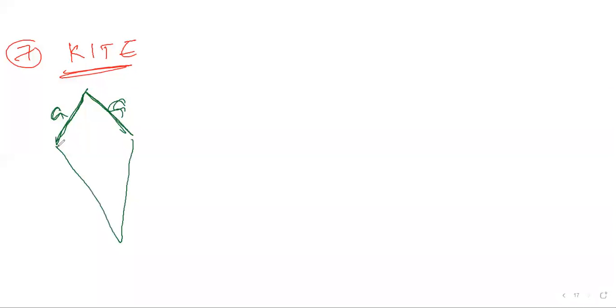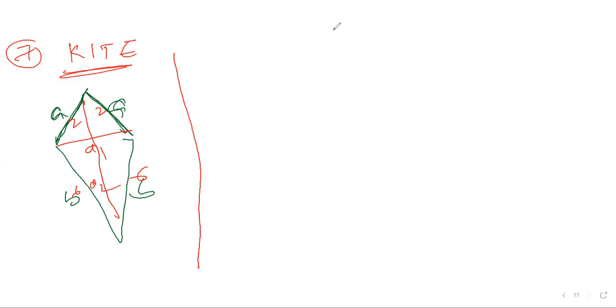This is a kite. For example, this is 2 centimeter, this is 2 centimeter, this should be 6 centimeter, this is 6 centimeter. Example I'm telling. Adjacent sides are same; not all sides are same in a kite. This is diagonal D1, this is diagonal D2. This is a kite.